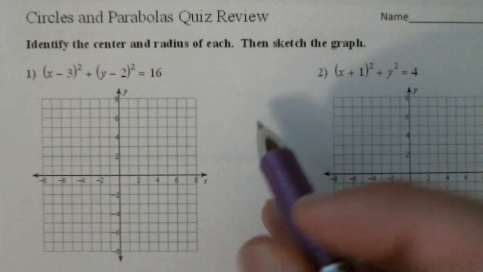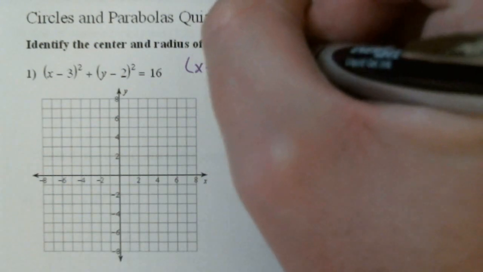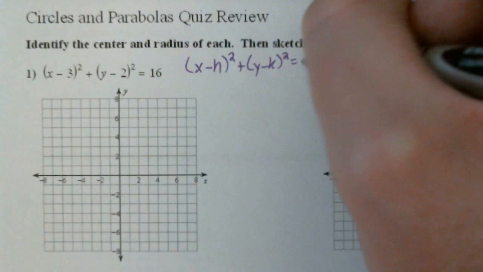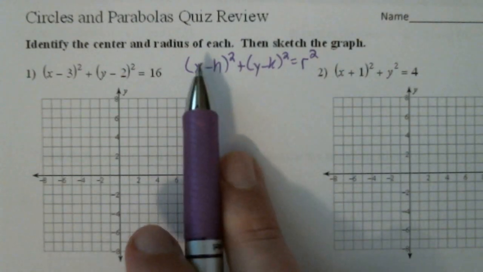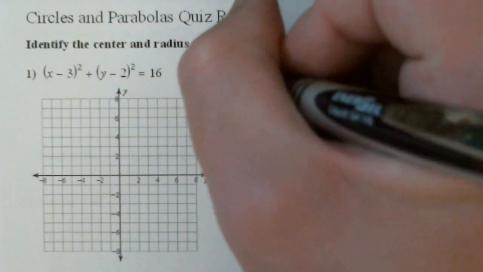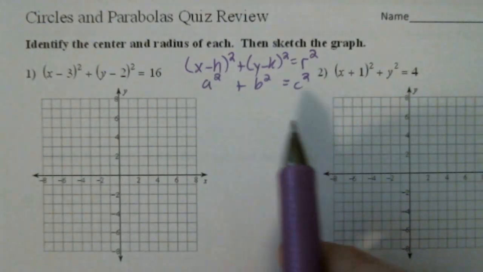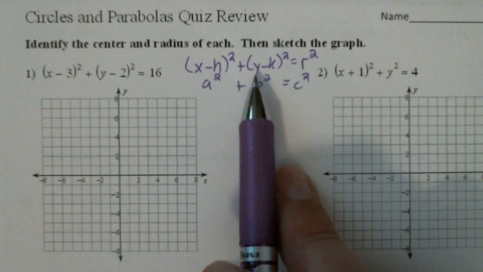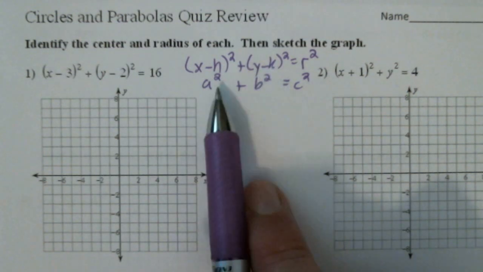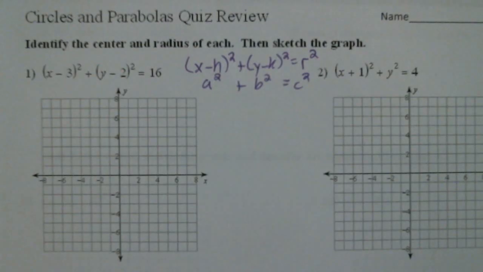If you'll remember, the standard form of a circle is (x minus h) squared plus (y minus k) squared equals r squared. And once again, why is it a minus? Because remember, this is basically a squared plus b squared equals c squared, and this equation is derived from the distance formula, which has minus signs in there, which is derived from the Pythagorean theorem. Okay, so this middle sign will always be positive.